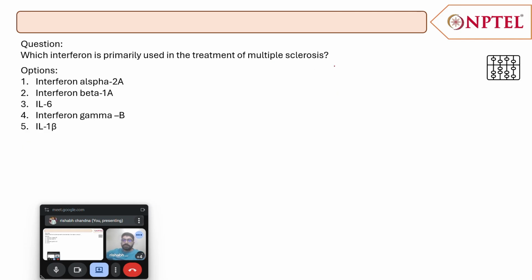Okay, so let's move on to the next question. Which interferon is primarily used in the treatment of multiple sclerosis? So what can be the correct answer? Okay, any more answers?